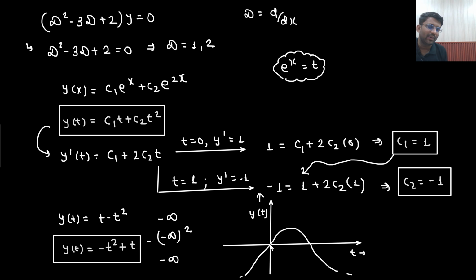At t equals 0, I will get the value 0 only. At t equals 1, I will get the value 0 only. So this kind of graph I will be getting. This is how I made the graph without any differentiation or integration, no maxima, minima, nothing. Now where will the maxima be? I know it will be at 1 by 2. I'm pretty sure. Why is that so?